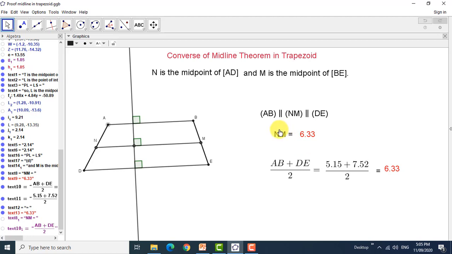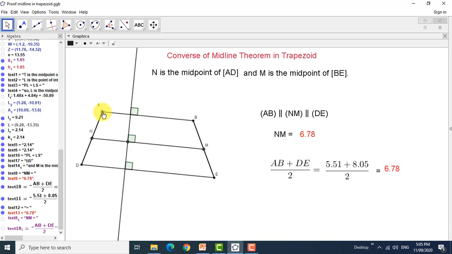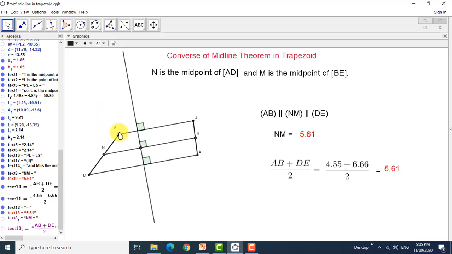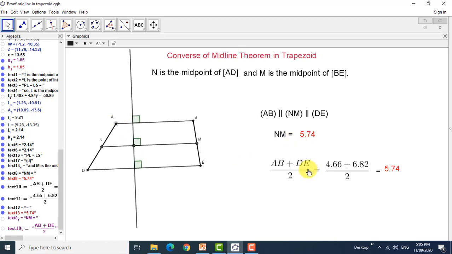Now we will move to the measure of NM, or the length of NM, and the ratio AB plus DE over 2. The length of AB plus the length of DE over 2. And as we see here, NM and AB plus DE over 2 are equal in measure. Whatever the size of this trapezoid, we notice that these two quantities are always equal. So what do we conclude? We conclude that NM is equal to AB plus DE over 2.